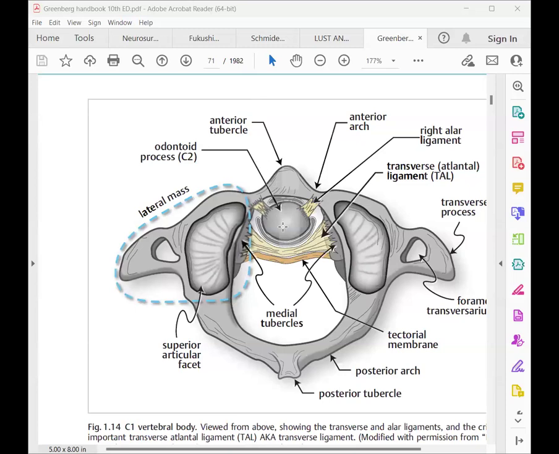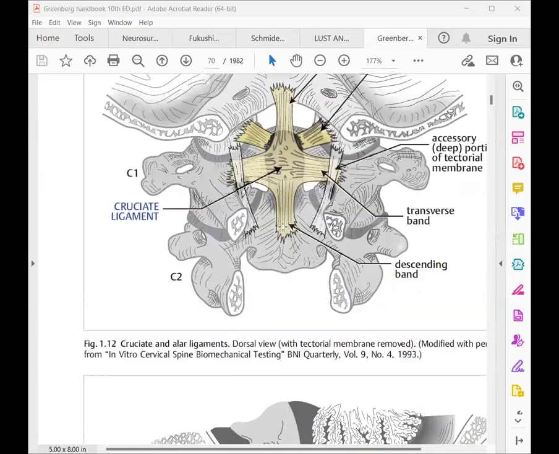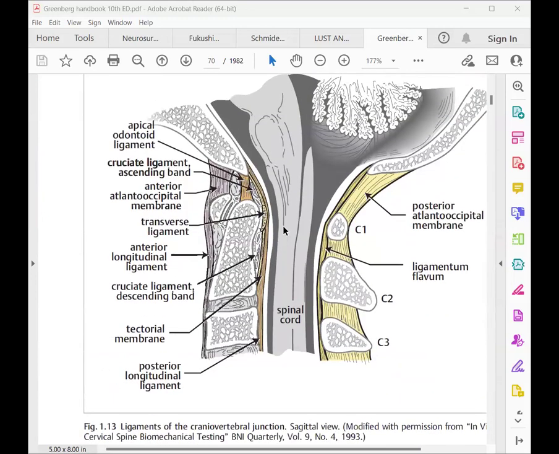In this diagram, actually, the figure, can we go to the previous one, 1.13? Yes, this one, 1.13. In this, it's prominent. We can easily appreciate the apical odontoid ligament, which is connecting the tip of the dens to the foramen magnum. It's written over here. So this is basically the apical odontoid ligament. It has little mechanical strength.